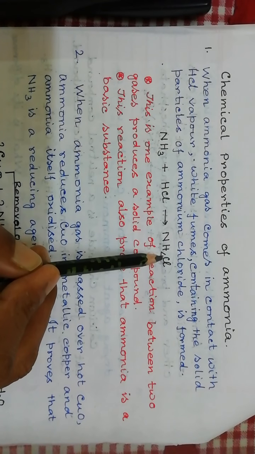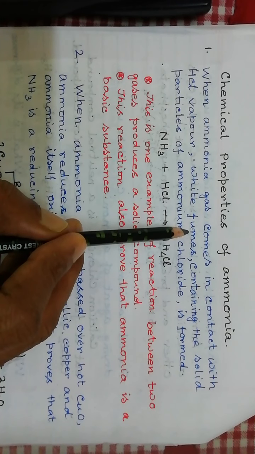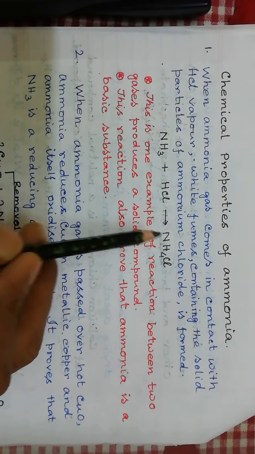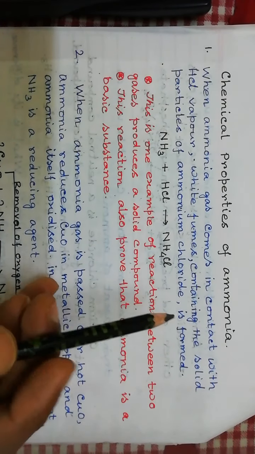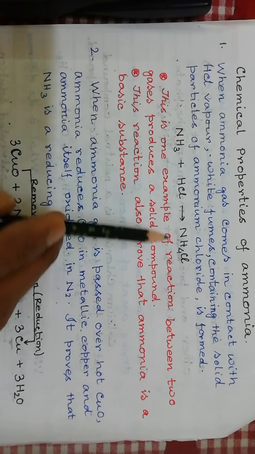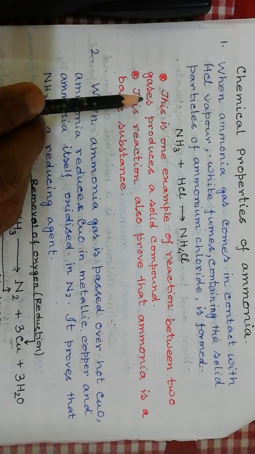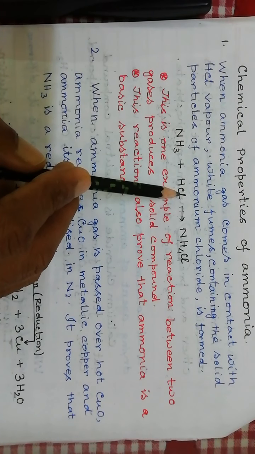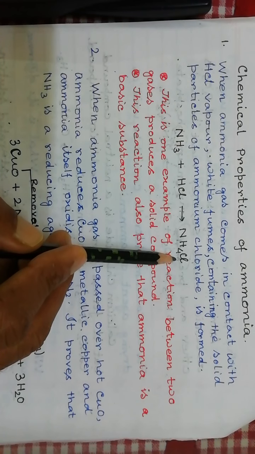and its color is white. That is why the color of the fumes is white and dense, and the fume also contains ammonia gas and HCl gas. Now this reaction is an example of a reaction between two gases producing a solid substance.